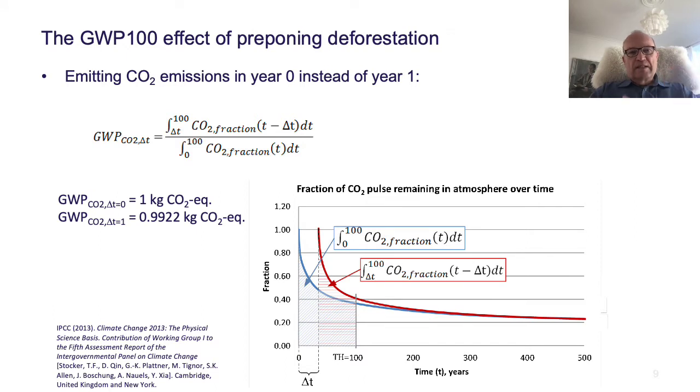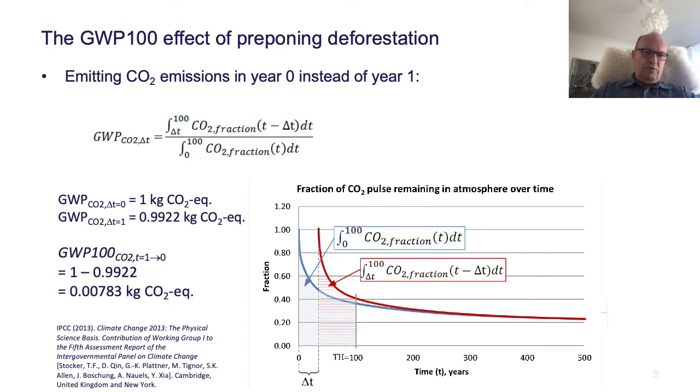And the difference between year 0 and year 1 is a difference of 0.00783 kilogram of CO2 equivalents. So this change from year 1 to year 0 has caused an additional CO2 equivalent of 0.00783.